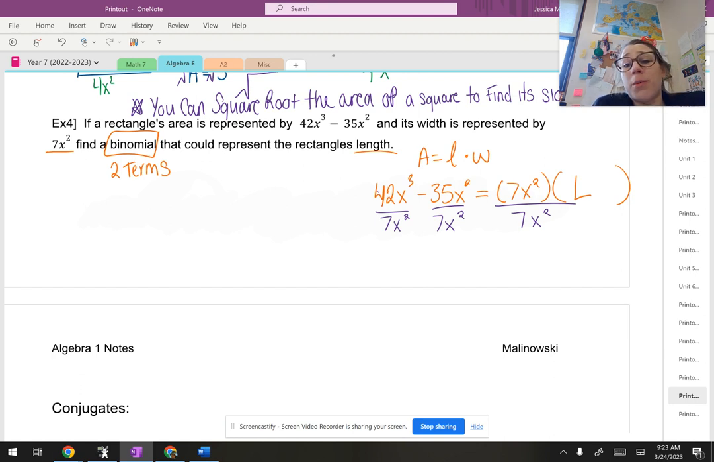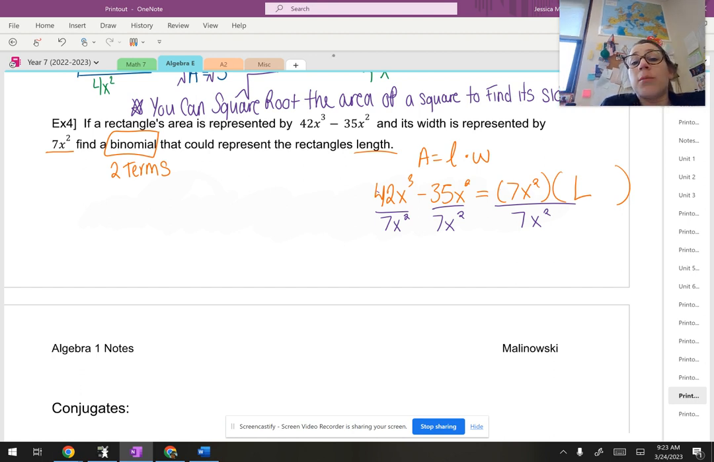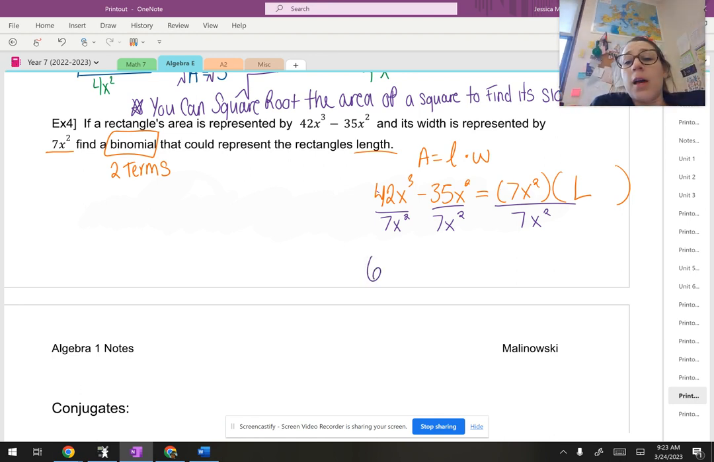And you can even go piece by piece. 7 times what gets me 42? Well, that has to be 6. X squared times what gets me to x cubed? X. Carry down the minus.